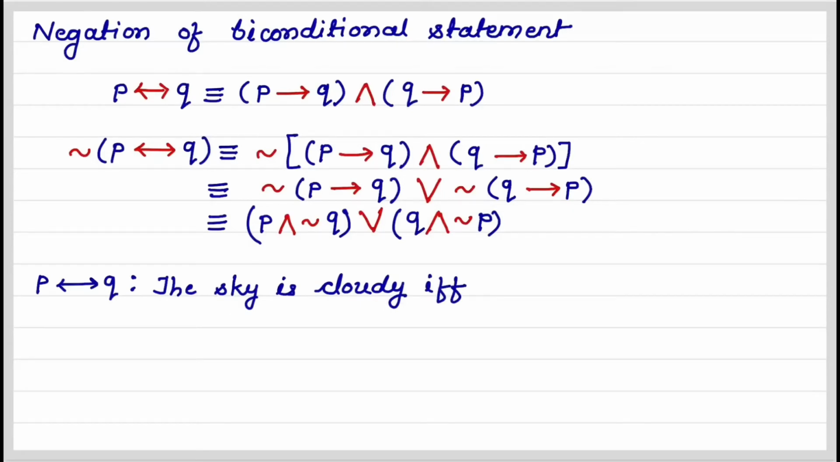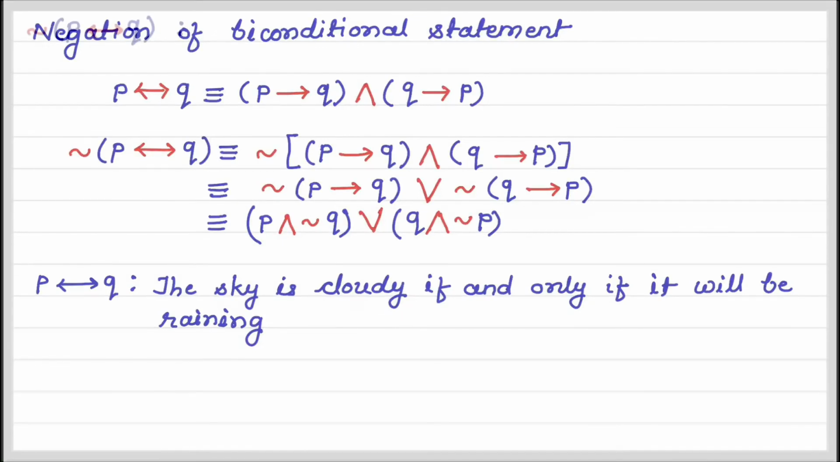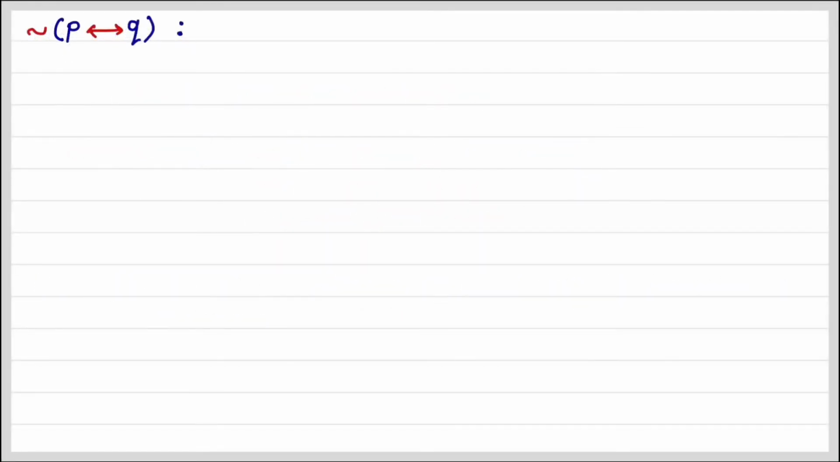First one, P double implies Q is the sky is cloudy if and only if it will be raining. Here first statement is the sky is cloudy and second statement is it will be raining. Therefore, negation of P double implies Q is equivalent to P and negation of Q, or Q and negation of P. We will write the statements directly. First statement, the sky is cloudy.